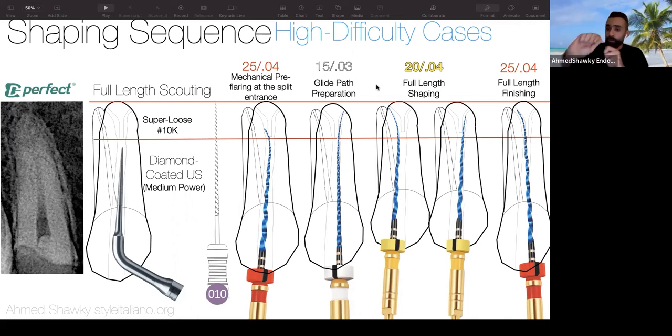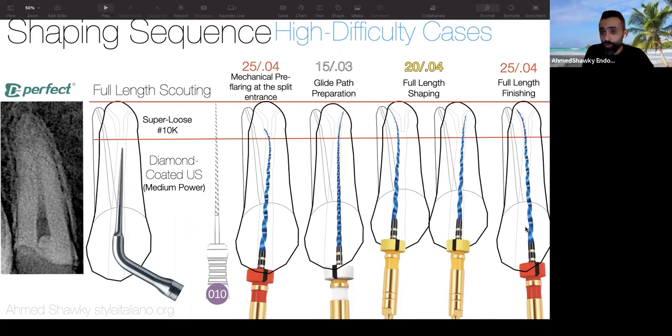In the same way, pre-curve, insert manually, attach your motor, activate, go down to the working length and withdraw. Okay. Now we have pre-flared the deep split and we have a glide path in the split. What we do is shaping. So we can now shape in the same way with the 20-04 with the same manual insertion and activation. And then for both, of course. And then we go for full length shaping using 25-04.